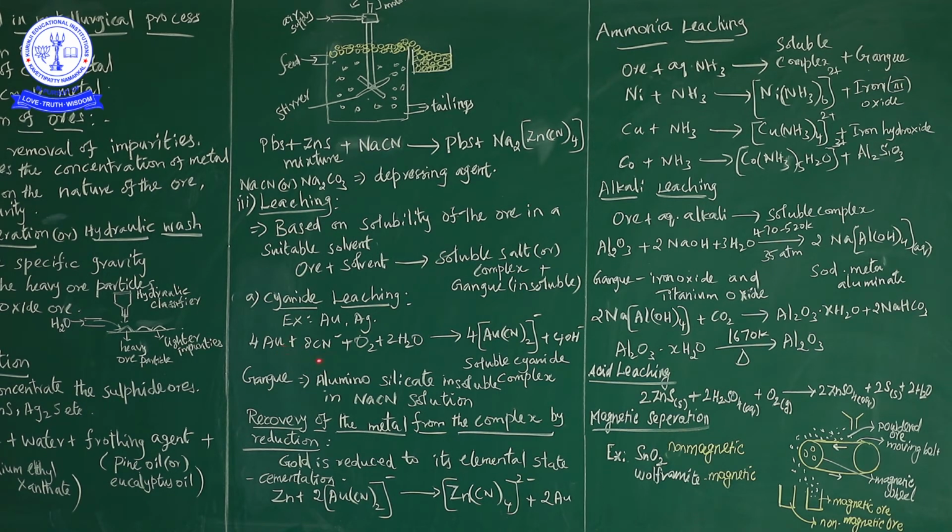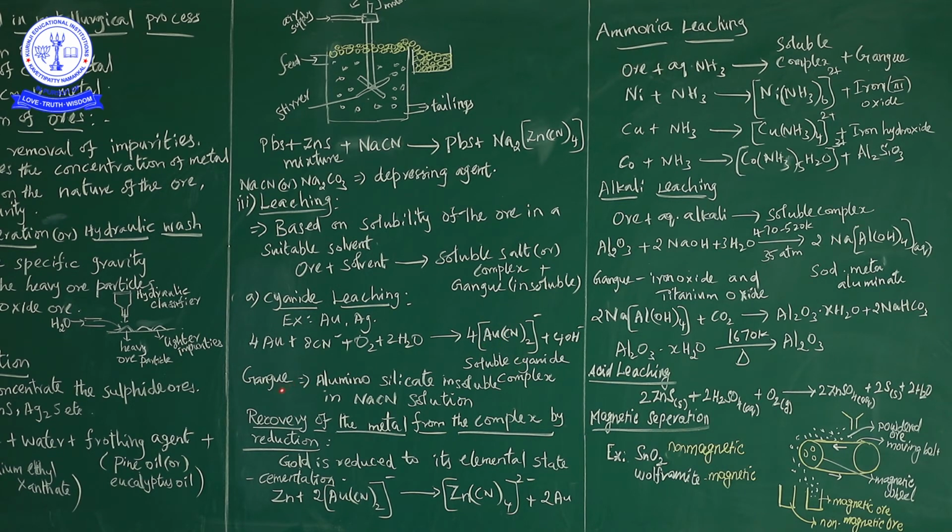So the gold reacts with the aqueous solution of sodium cyanide by passing a continuous supply of air. By passing the continuous supply of air, there is a formation of soluble cyanide complex. Soluble aurocyanide complex is formed. So the soluble aurocyanide complex is present in the solution, in the filtrate.